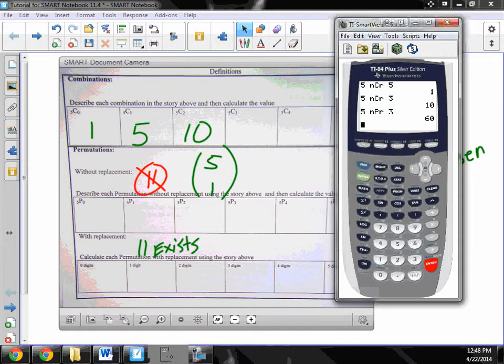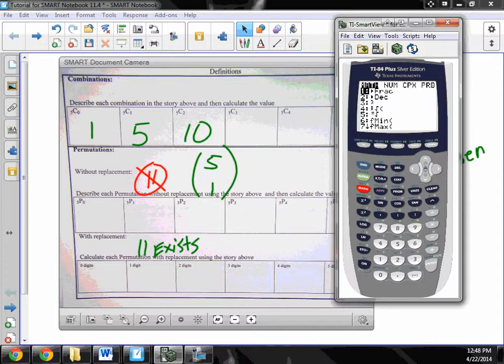So, to use the button, you do your n value first. So push 5. And then push math. And all the way to the right is a probability column. If you go all the way to the right, it's number 3. 5C3 is 10. That doesn't make any sense. It does? How come?